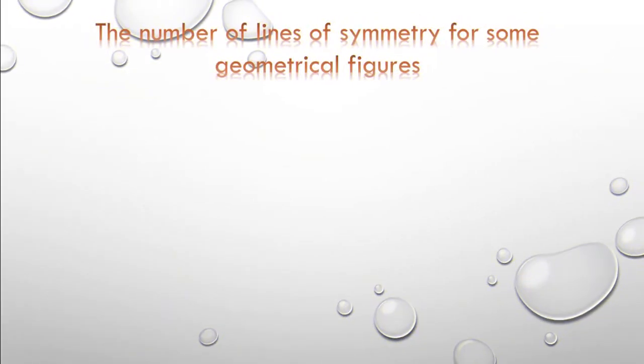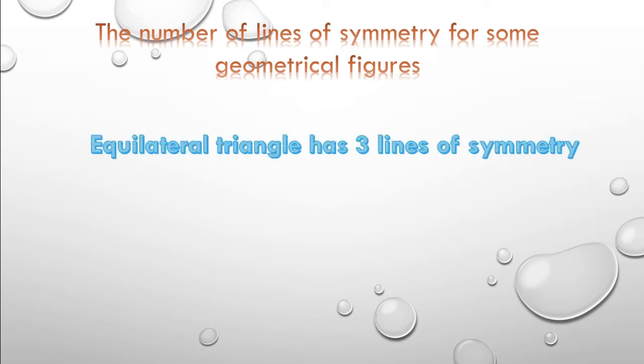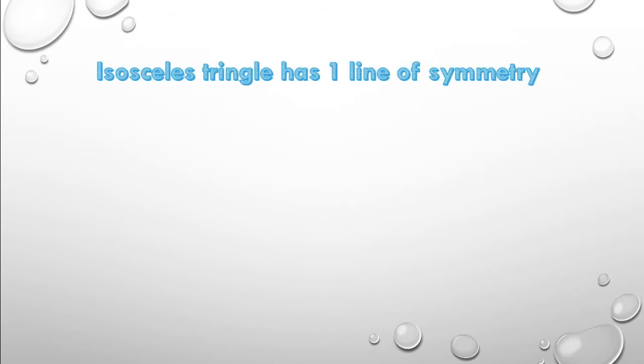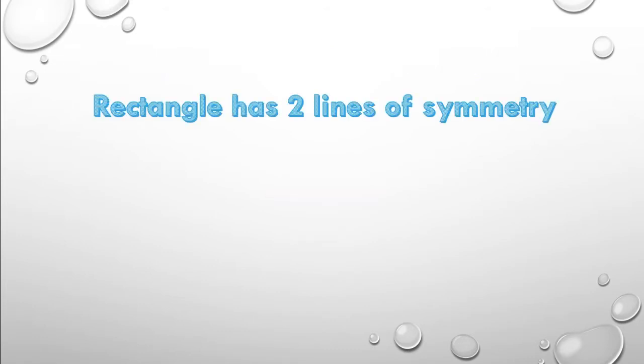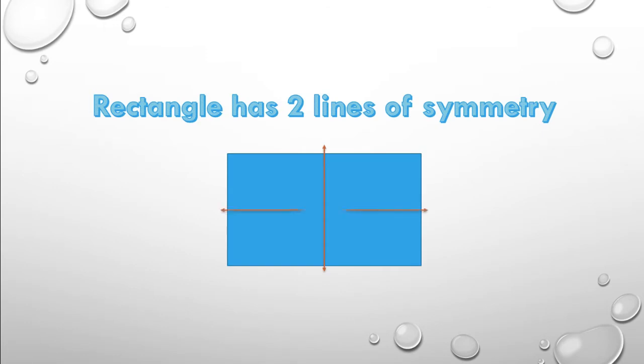Now we will talk about the number of lines of symmetry for some geometrical figures, and we will start with the equilateral triangle, which has 3 lines of symmetry as shown. An isosceles triangle has 1 line of symmetry as shown, a rhombus has 2 lines of symmetry, and a rectangle has 2 lines of symmetry as shown.